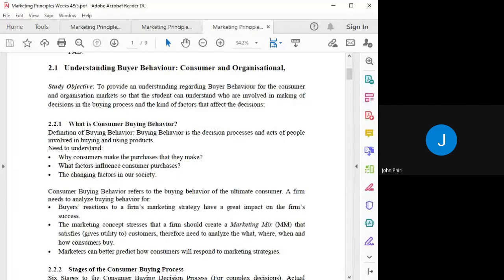Number two, we can say are initiators. An initiator is a person who triggers the process or who starts the process. So he can see the problem in an organization, for example, and then he starts to say, no, we need to buy this particular material or this particular spare part or this particular machine. That person is called an initiator. Then we have number three. We can call this person influencer.